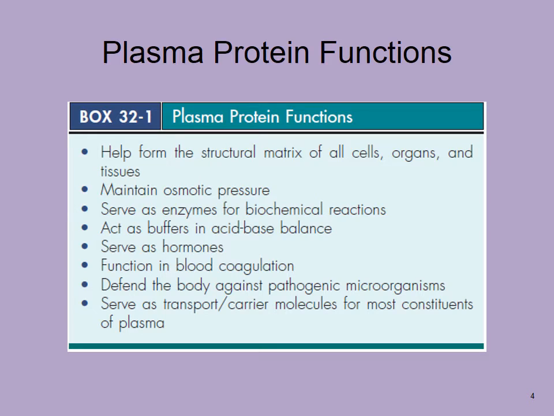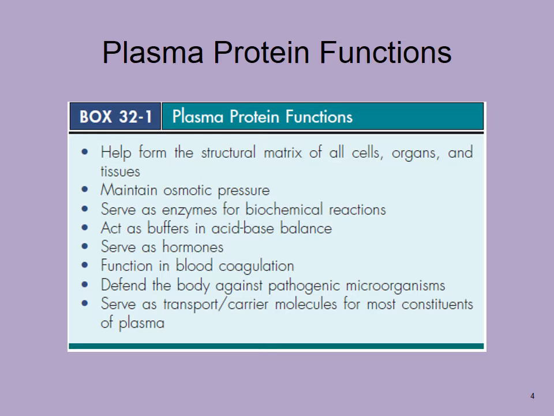So just a quick review of what plasma proteins do. They are, of course, a large part of the structural matrix of all cells, organs, and tissues. They maintain osmotic pressure, so they help to keep blood in the blood vessels, for instance. They serve as enzymes for biochemical reactions, and of course, our bodies rely on those enzymes in order to basically work at all. So very, very important. They can act as buffers in acid-base balance. Again, very important because we need our pH to be at just the right level or our enzymes won't work and our bodies will shut down.